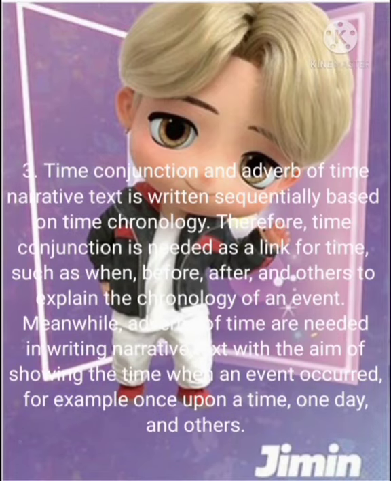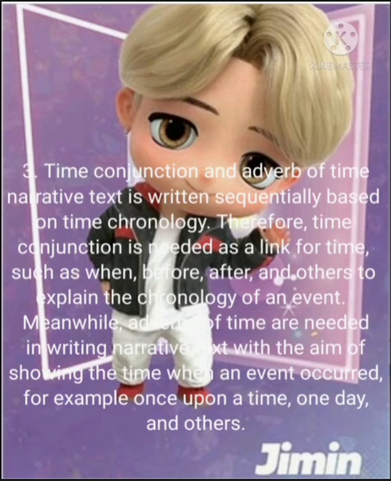The third is time conjunction and other forms of time. Narrative text is written sequentially based on time chronology. Therefore, time conjunction is needed as a link for time, such as when, before, after, and others, to explain the chronology of an event. Meanwhile, other forms of time are needed in writing narrative text with the aim of showing the time when an event occurred. For example, once upon a time, one day, and others.